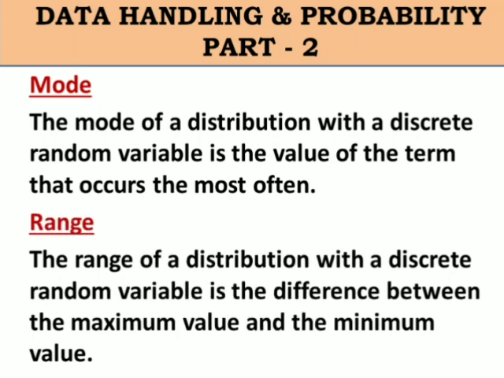What is a range? The range of a set of data is the difference between the highest and lowest values in a given data set. In order to find the range, first we need to order the data from least to the greatest. Then subtract the smallest from the largest value in the set.